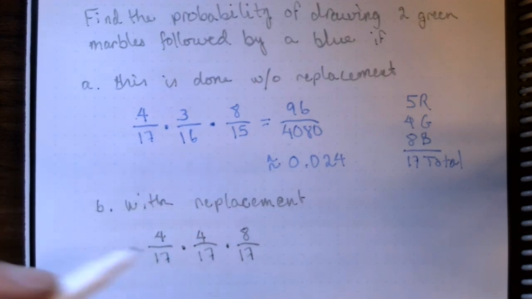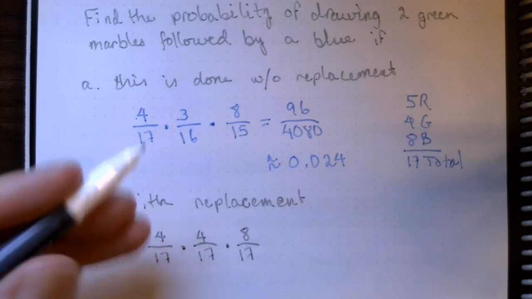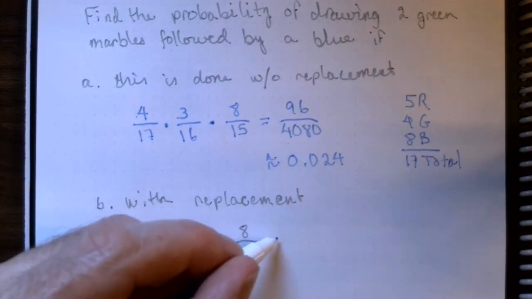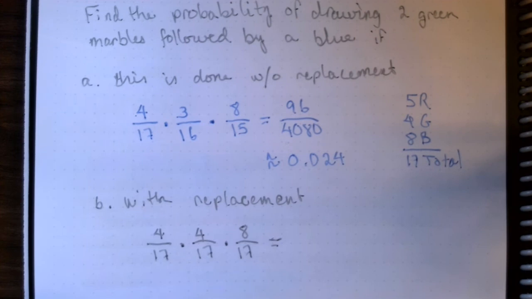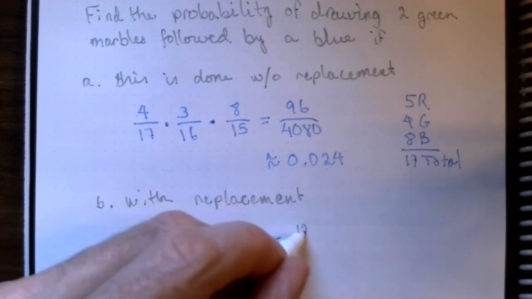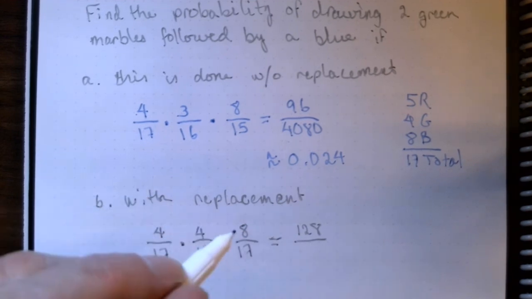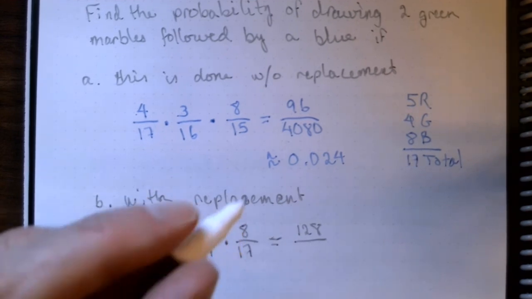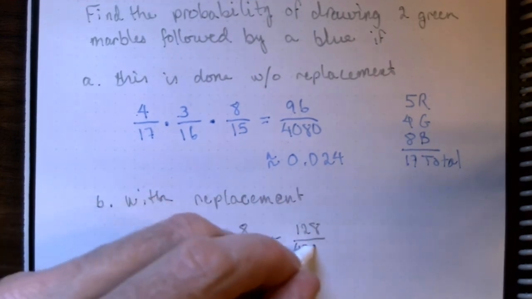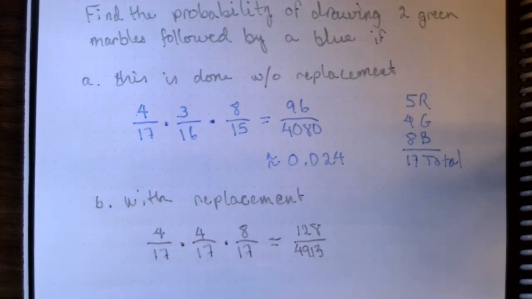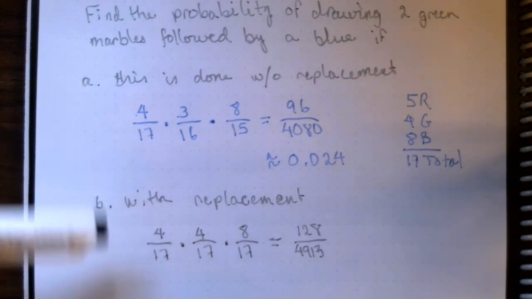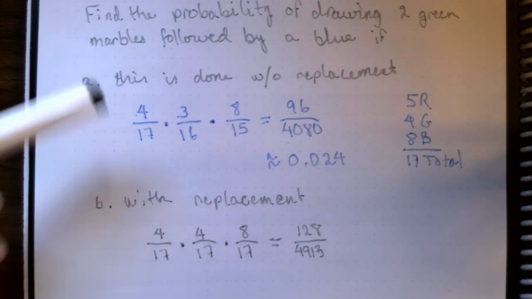Notice the numerators are also different. Okay, so we could do a little number crunching here, get what we get. Numerator is 128, denominator is 17 to the power 3, 4913, so we could get an approximation for that with our calculator easy enough. All right, so that is the difference between doing something without replacement and doing it with replacement.